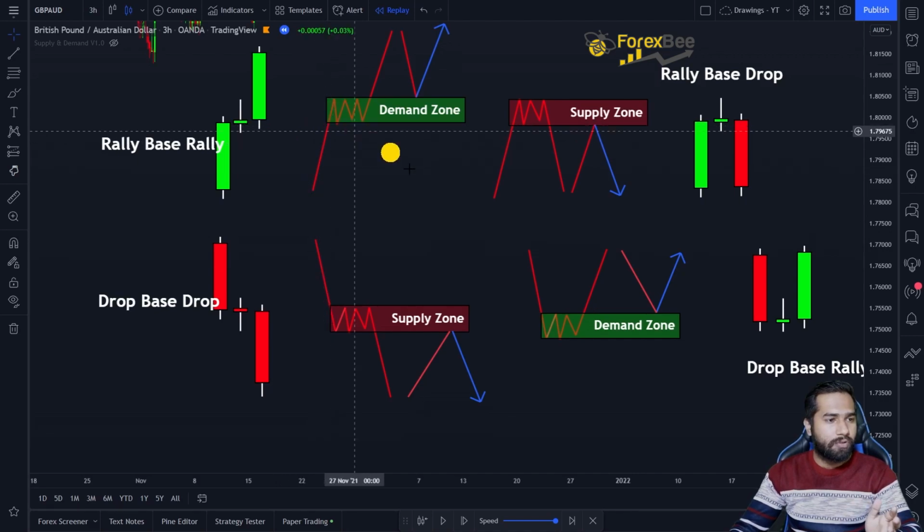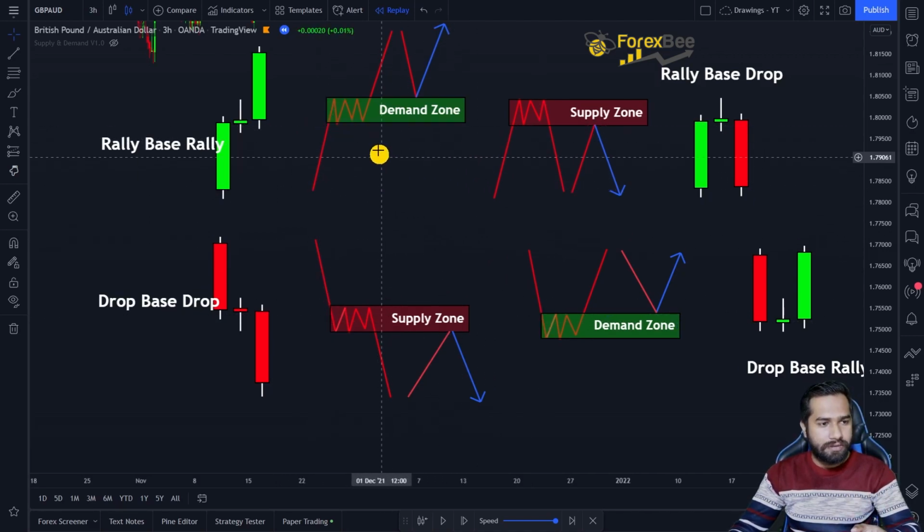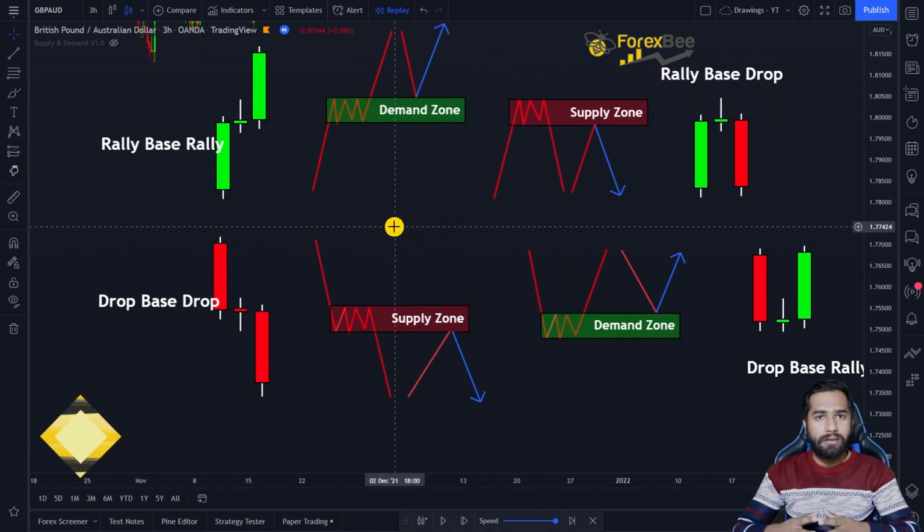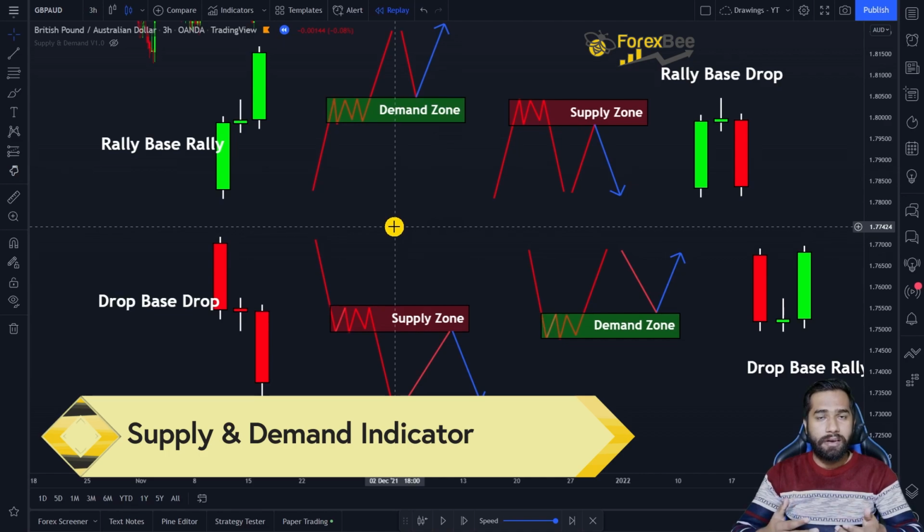So in both these demand zones, we will place the pending buy orders, and in both these supply zones, we will place the pending sell orders. Okay. Now I'm going to show you how the supply and demand indicator that we developed can help you identify these zones real quick, and also it will show you the results in real time.